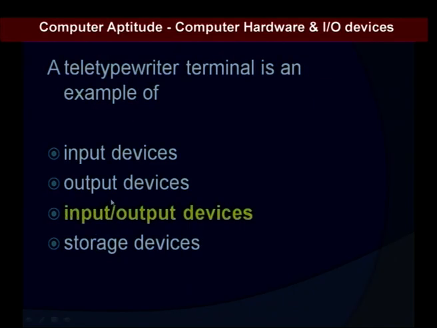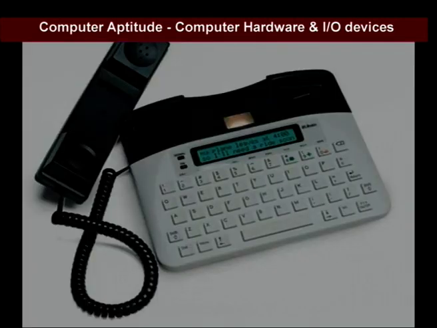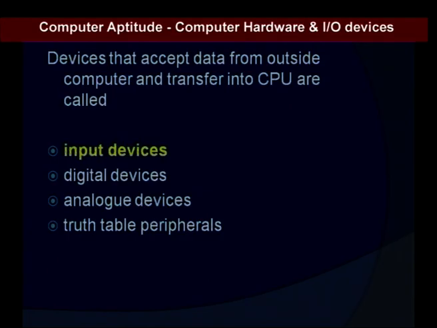Next, teletypewriter. Terminal is an example of input or output devices. This is not a combination of input and output, this is the input or output devices. Teletypewriter means whenever something is told, the typewriter types it automatically.